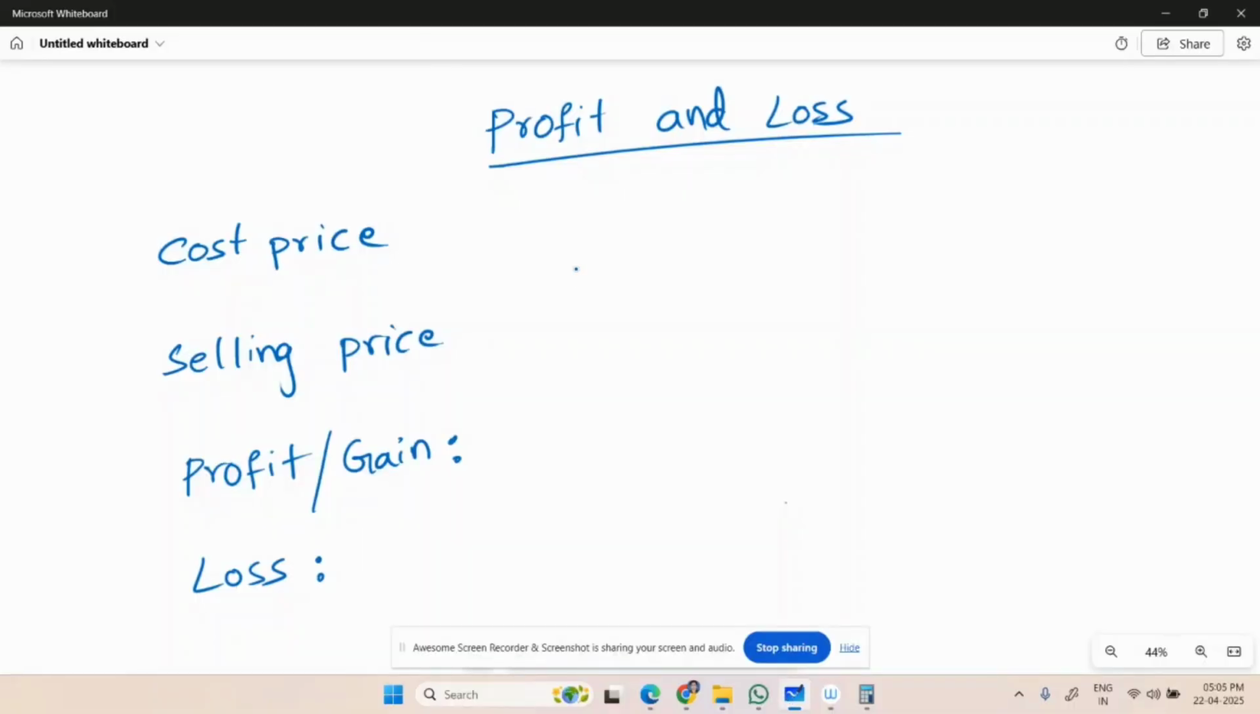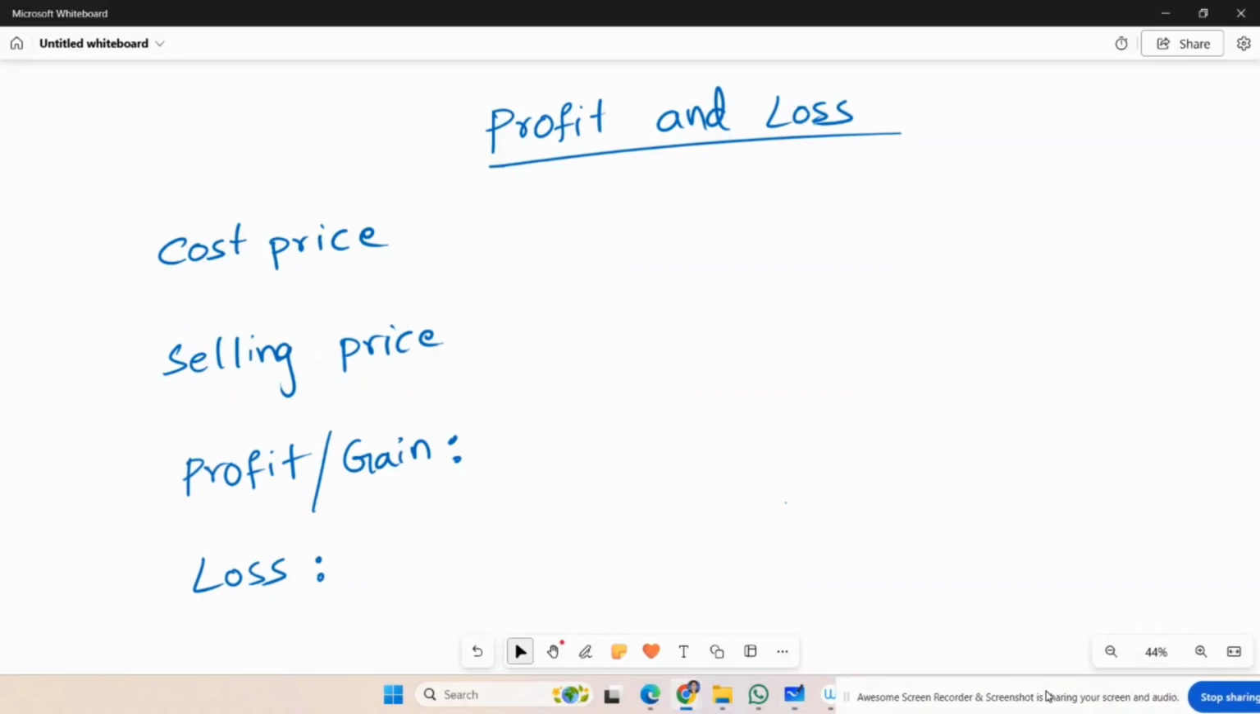Profit and loss are connected with business. Business means purchasing some items and selling those items. In the process, we will get profit or sometimes we will get loss. So let's see, in the profit and loss lesson, we often use the words cost price, selling price, profit or gain, or loss. So let's learn about these words first of all.